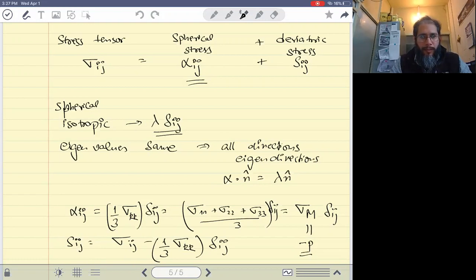Okay, so force is nothing but sigma dot n, the traction vector. If you take alpha dot n, since alpha is something times delta ij, you get sigma m, which is minus p times n. So it applies a force in the normal direction only. But we will talk a lot more about spherical stresses in fluid mechanics, particularly towards the end of this course. Right now, we're just trying to understand the definition of these terms.